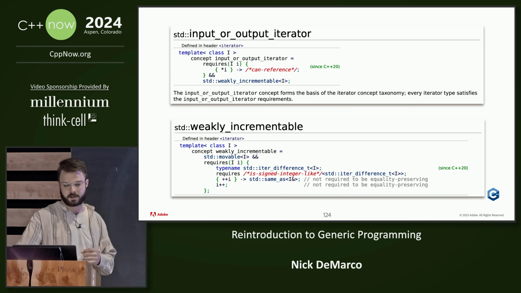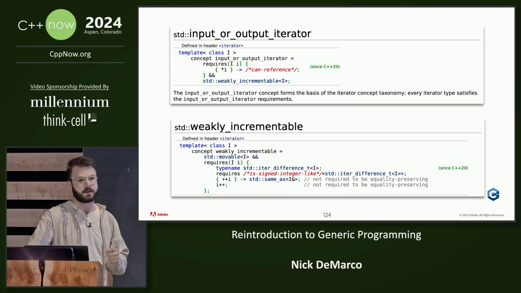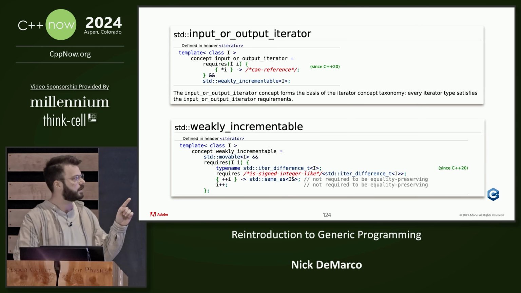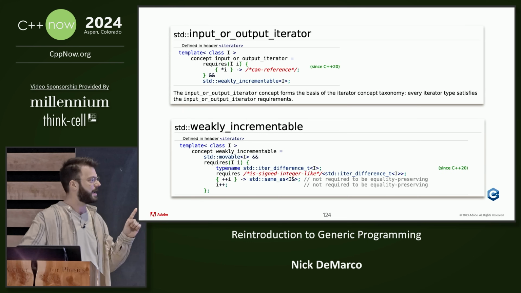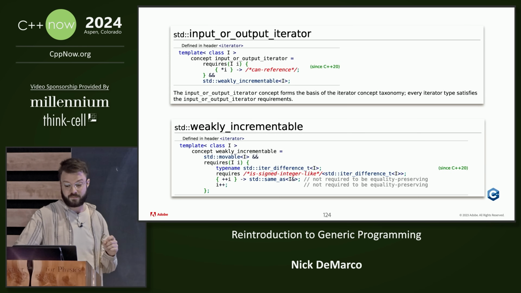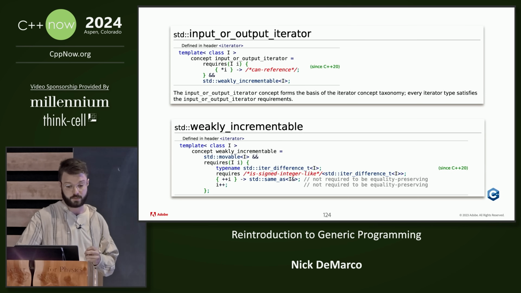Ignore the "weakly" part. It's not important for our purposes. And weakly incrementable requires both a pre-increment and a post-increment, no matter what. This is the simplest incrementable concept in the standard. You can't get less incrementable than that, I think. Even if there are plenty of algorithms, including advanced, that do not use post-increment, if you want to be incrementable, you have to support both.